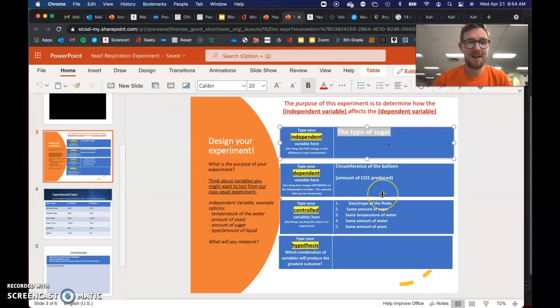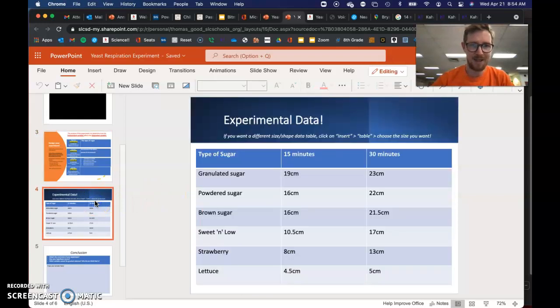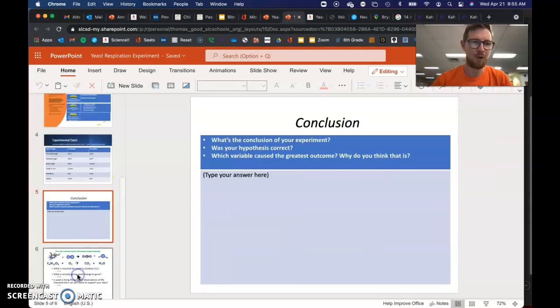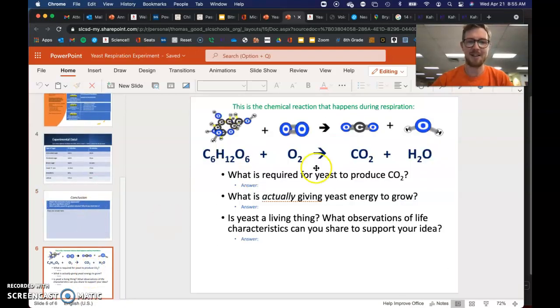So I want to give you some data that you can use for your experiment. That data is here. We took one measurement after 15 minutes, and then we took another measurement after 30 minutes. So based on this information and based on this picture, and you can pause it at this picture anytime, you can now complete slide 5, the conclusion, and slide 6, just some basic questions about respiration and what was going on with the yeast in that experiment.